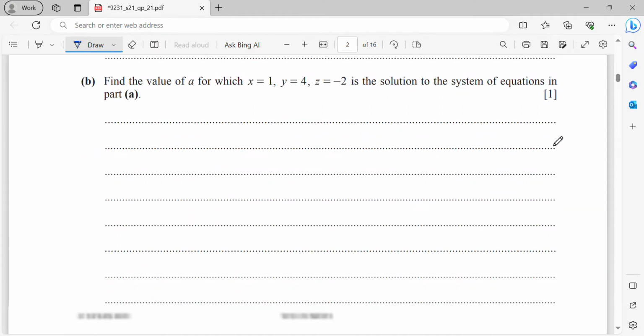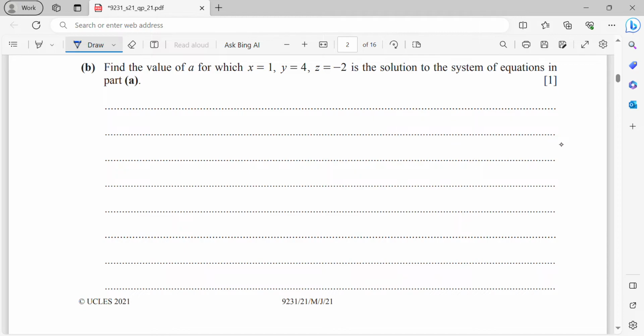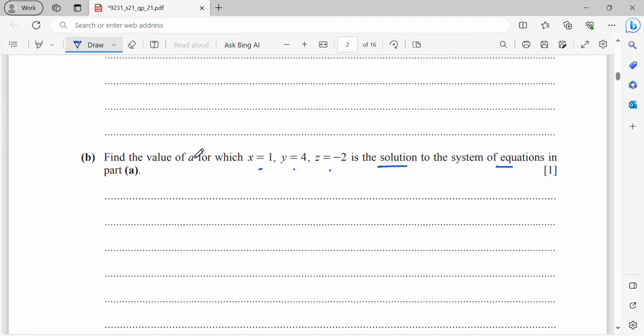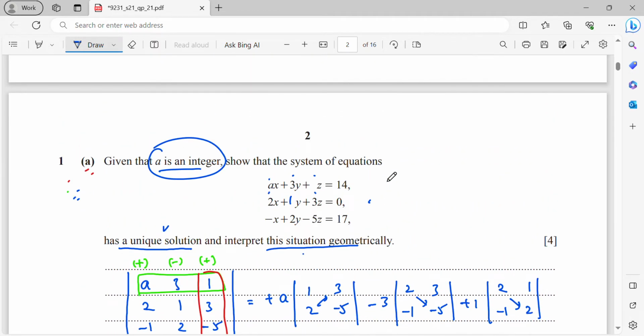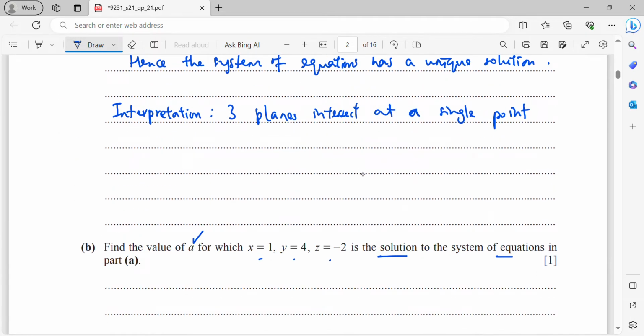Now, part B: find the value of a for which x is 1, y is 4, z is minus 2 is the solution for the system of equations in part A. So we need to find a given these three variables. What we do is refer to the first equation and replace. So I will write from ax plus 3y plus z equals 14.